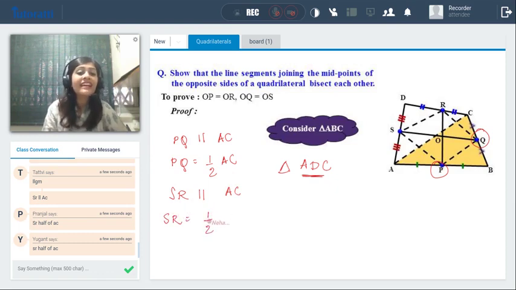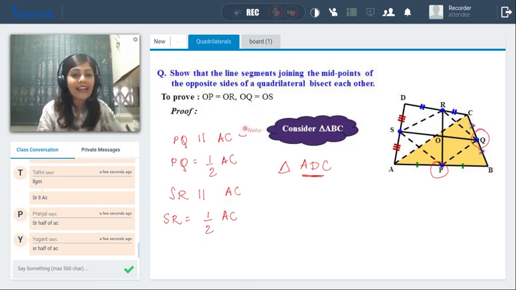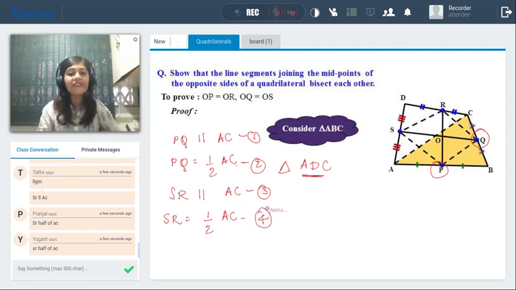Students, if you pay attention, these are repeat steps from the previous sum. We had already done these steps, right? We had equations 1, 2, 3, 4, and then we had also seen, if you look at equation 1 and 3, students, what do we get? PQ parallel to AC, SR parallel to AC.